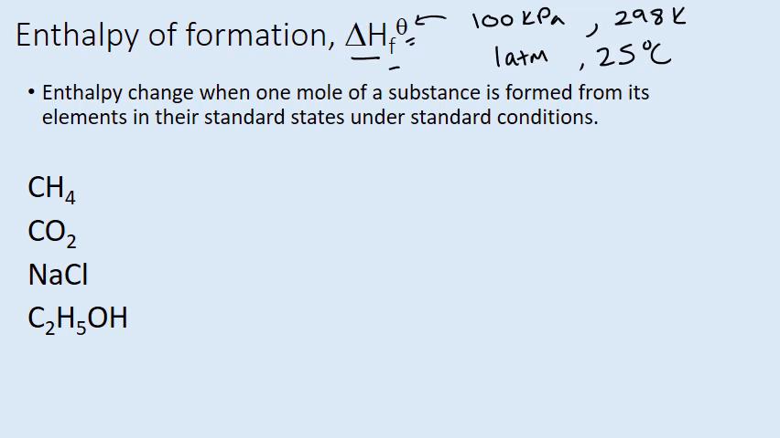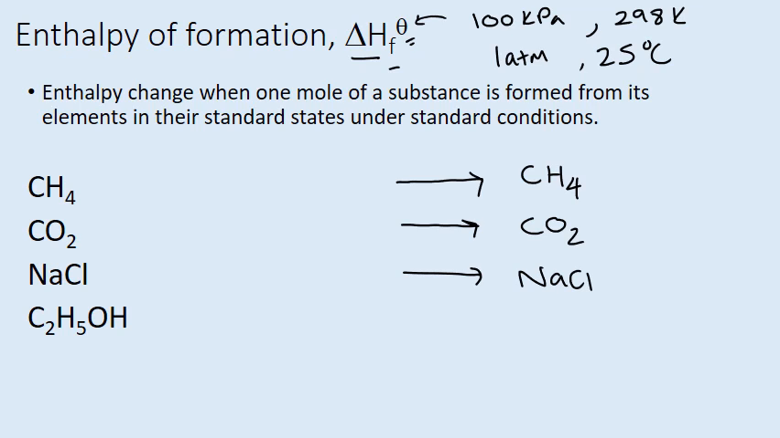This time, what we need to do is show the formation of 1 mole. So there's CH4. We show the formation of 1 mole of CO2. And we show the formation of 1 mole of NaCl. And we show the formation of 1 mole C2H5OH. So this time, it's formation. So our substance that we're forming is a product. We show it on the right-hand side of the equation. And again, it has to be 1 mole.